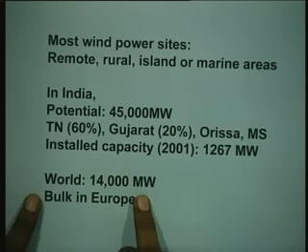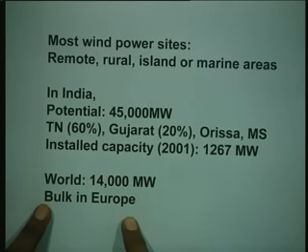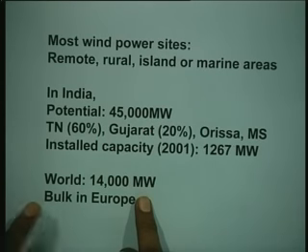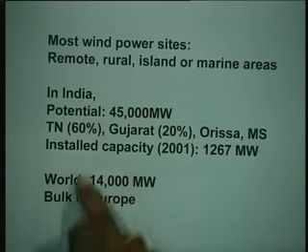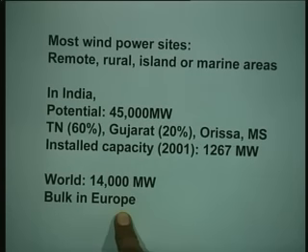World installed capacity today is 14,000 megawatt, which is roughly 100 times India's, and the bulk of this 14,000 is in Europe. Naturally, when I said 3 countries are ahead of India, barring the US, all of them are in Europe: Spain, Denmark and Germany.